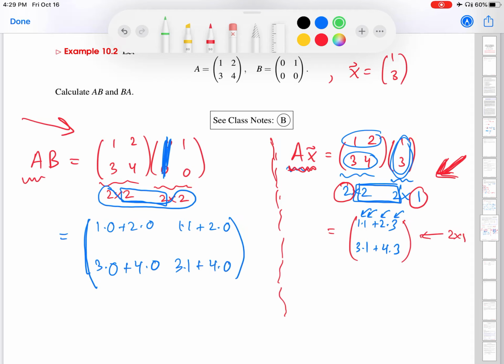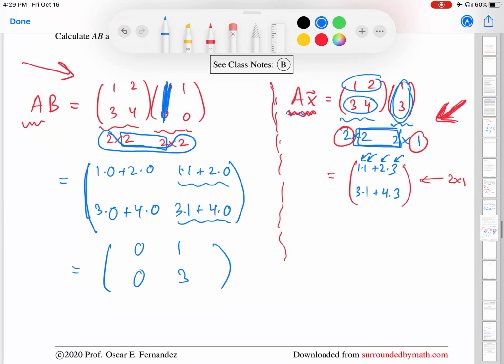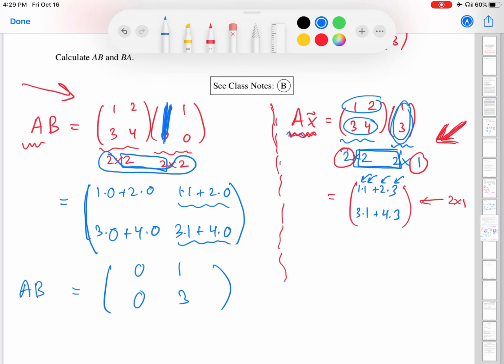And then again, make sure to keep track of where things go. What I just did was the second row, second column product, so it goes in the second row, second column of the new matrix. All right? And then from here I simplify all of the results. This entire first column is multiplying everything by 0, so I just get 0, 0. Over here, I get 1. And then down here, I get 3. All right, so that is my matrix product AB. So 0, 1, 0, 3.